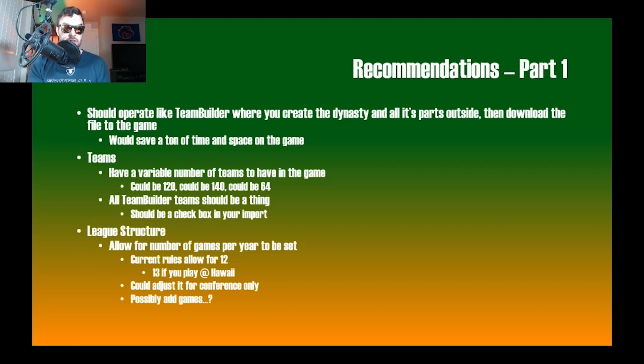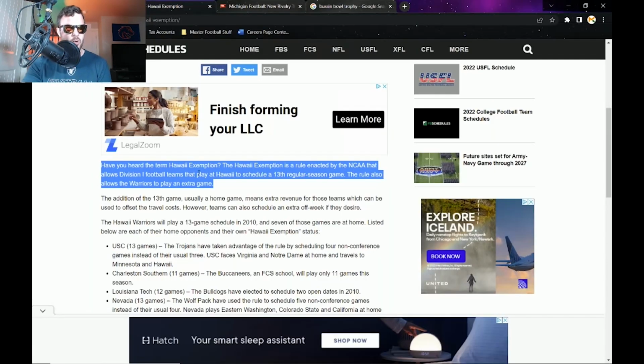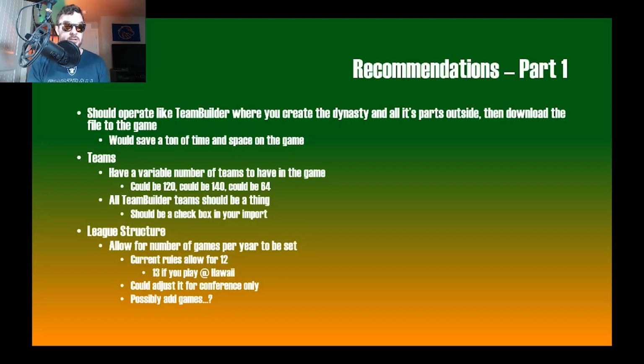Also, the league structure. So allow for a number of games per year to be set. So do you want, the current rules allow for 12, 13 if you play at Hawaii. Remember that. Have you heard of the term Hawaii exemption? The Hawaii exemption is a rule enacted by the NCAA that allows Division I football teams that play at Hawaii to schedule a 13th game. The rule also allows the Warriors to play an extra game. In essence, it costs a lot to get out to Hawaii. So if you do so, the NCAA is like, you can play another game, have another opportunity to earn that revenue back.